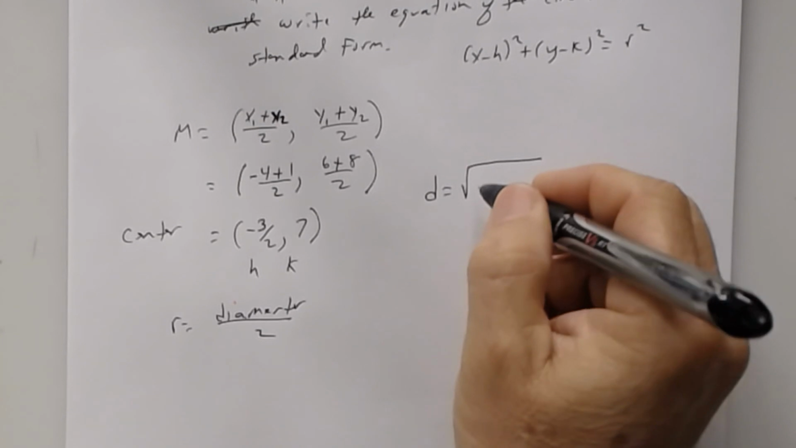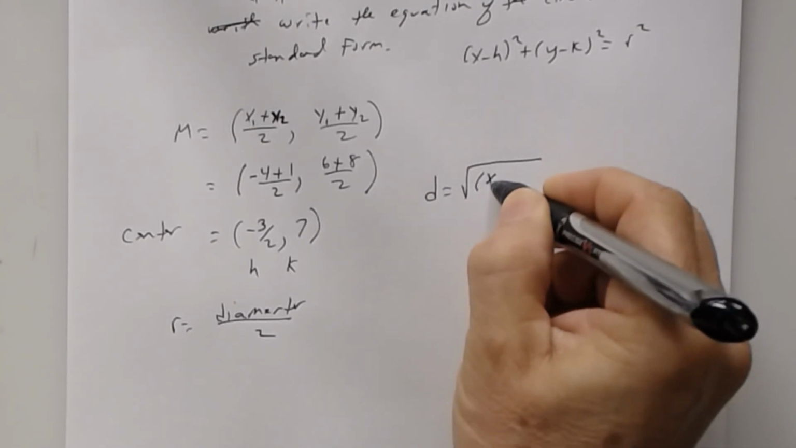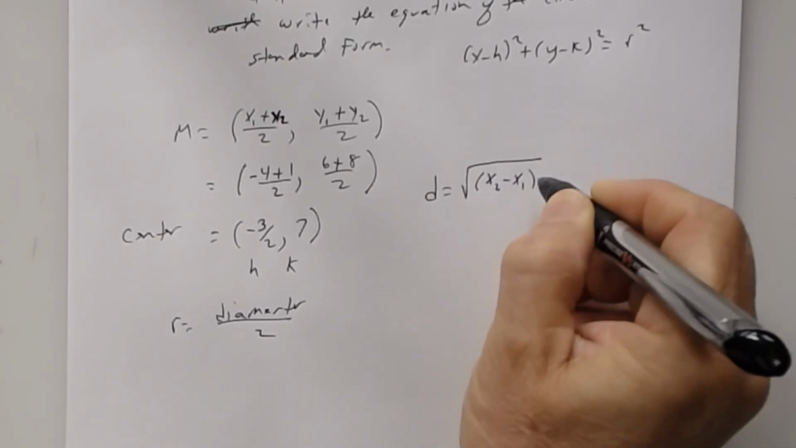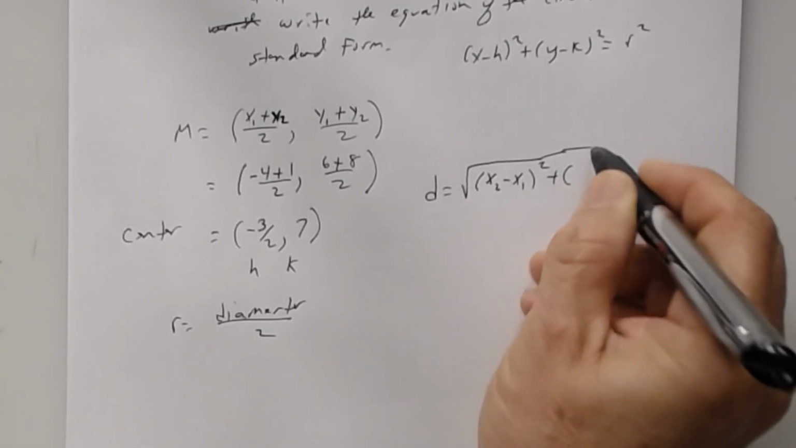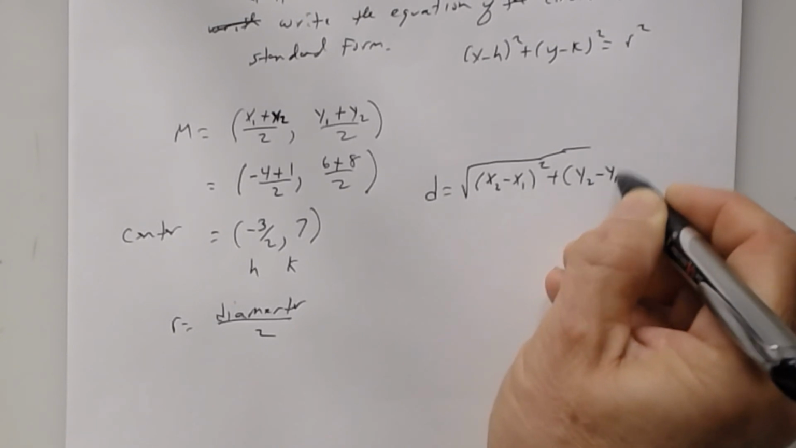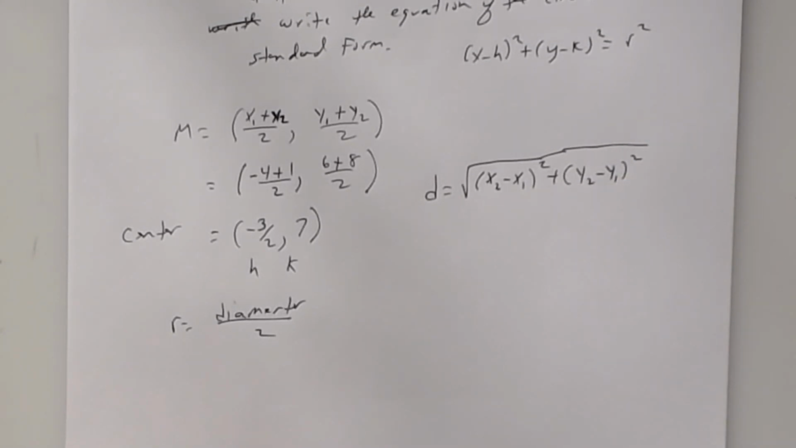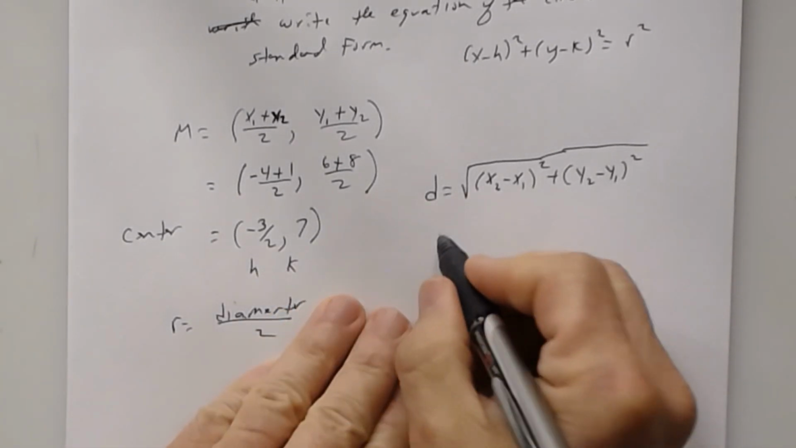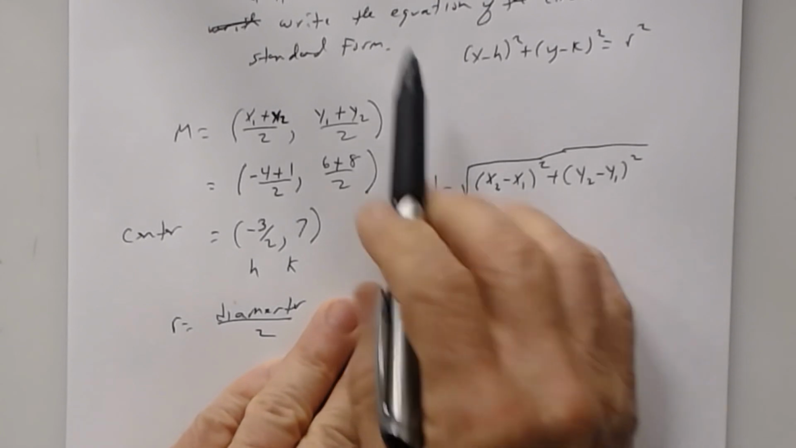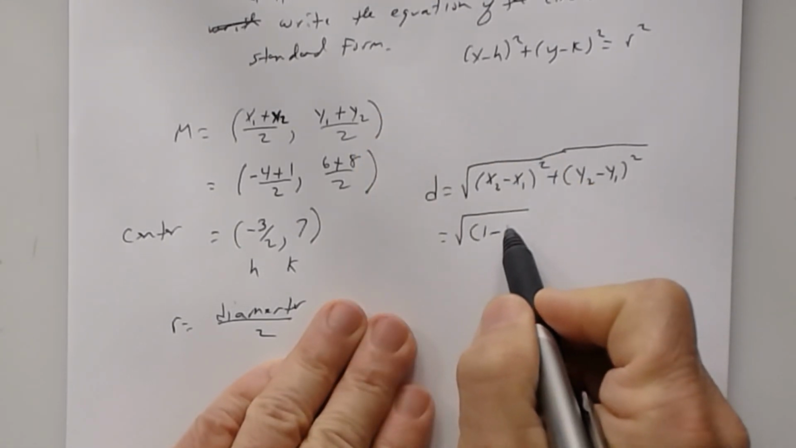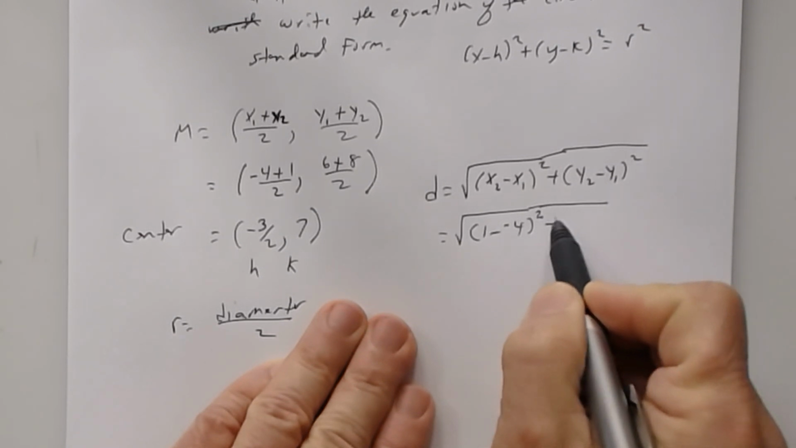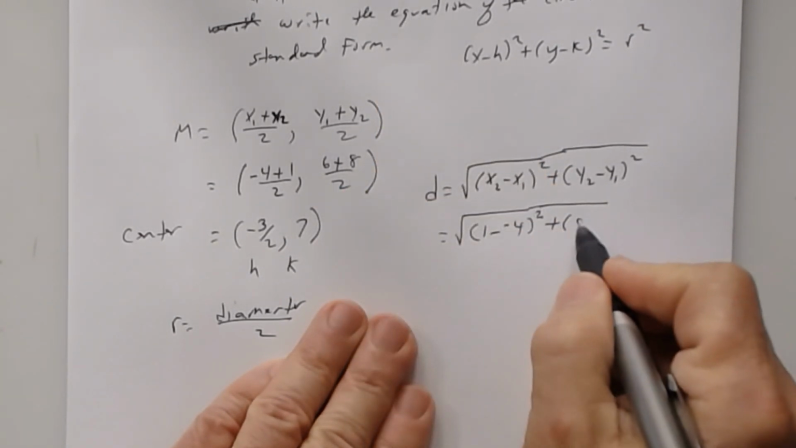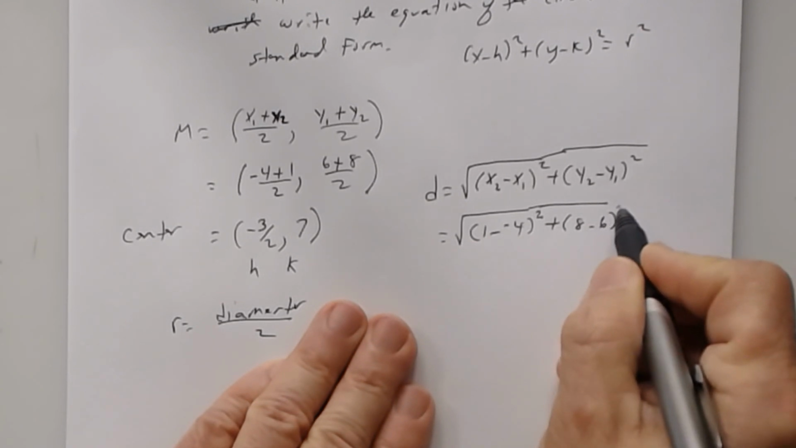So with the distance formula, you're going to subtract the x-coordinates and square it, plus subtract the y-coordinates and then square it, and then take the square root of that. So that's going to be the square root of x2, which is 1, subtract x1, which is negative 4. Whatever that is, I'm going to square it. Plus y2, which is 8, subtract y1, which is 6, squared.